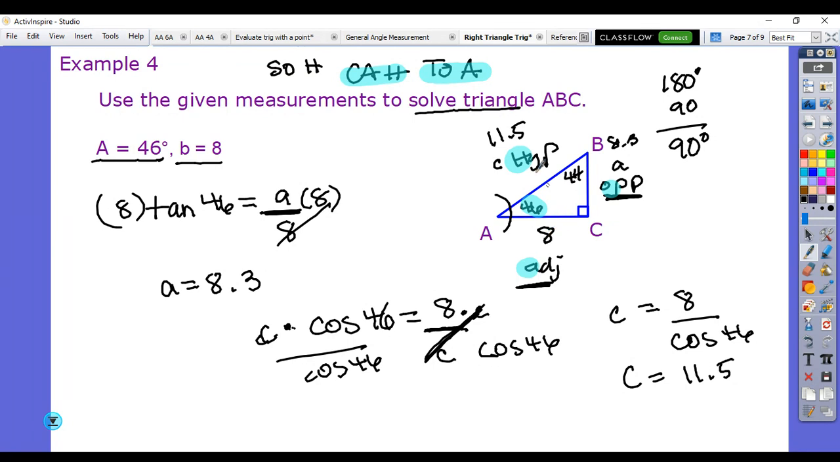So when you get done, you should always make sure that the sides make sense. The hypotenuse should be the biggest side, and then the other two angles, if this has the biggest angle, this should have the biggest side. Smallest angle, smallest side. That always has to work.